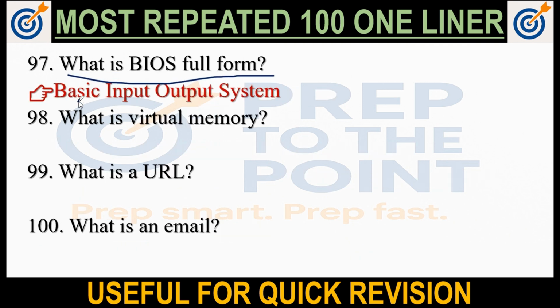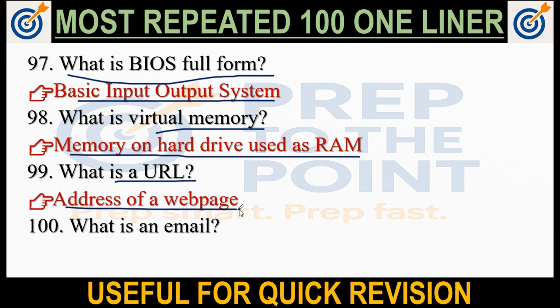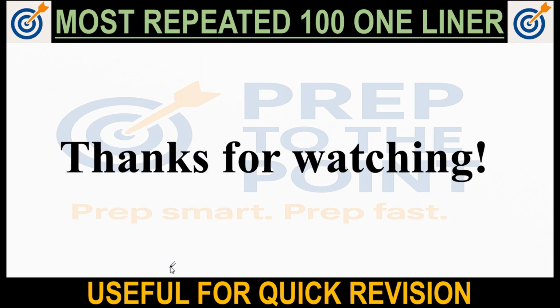Basic Input-Output System. What is virtual memory? Memory on hard drive used as RAM. What is URL? Address of a web page. What is an email? Electronic mail.